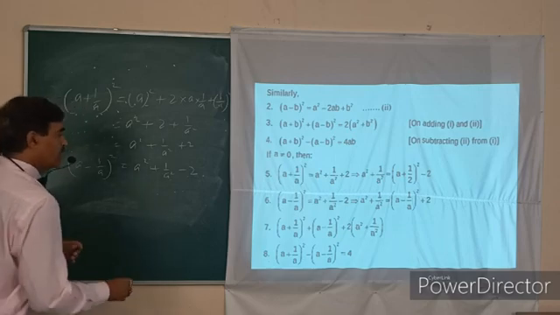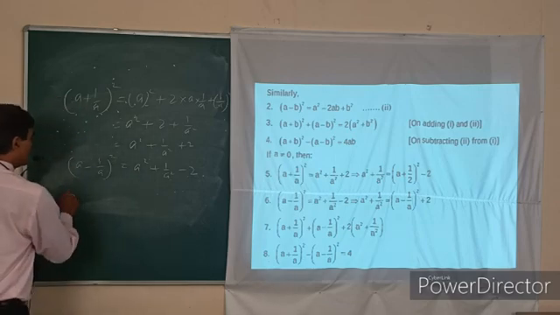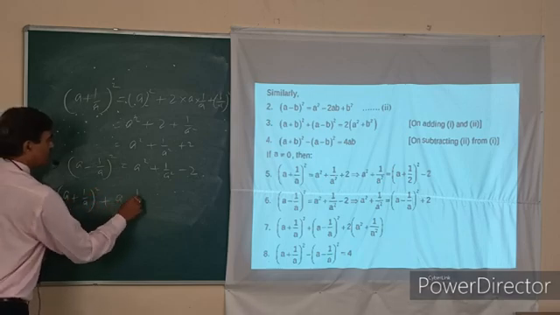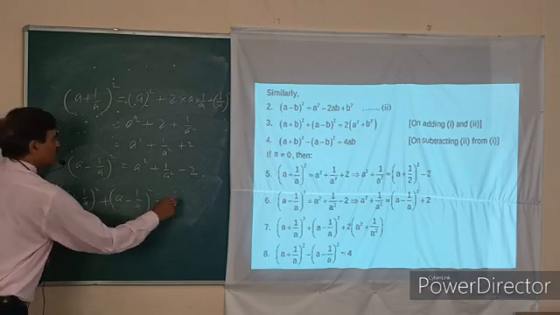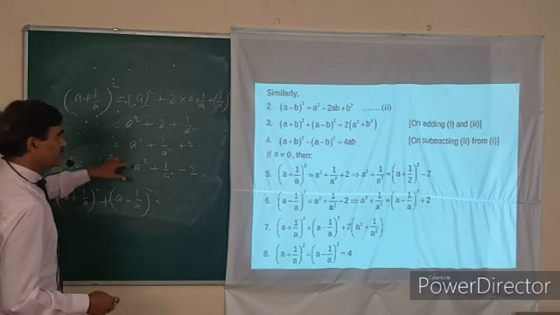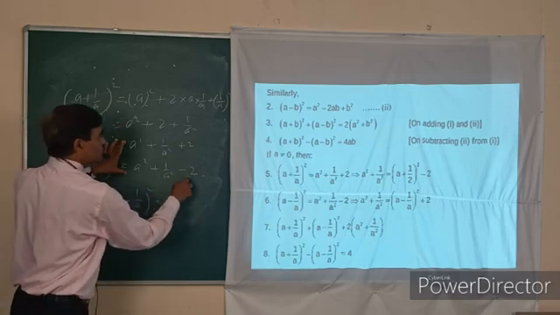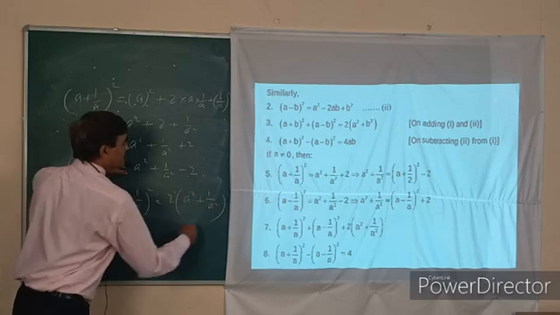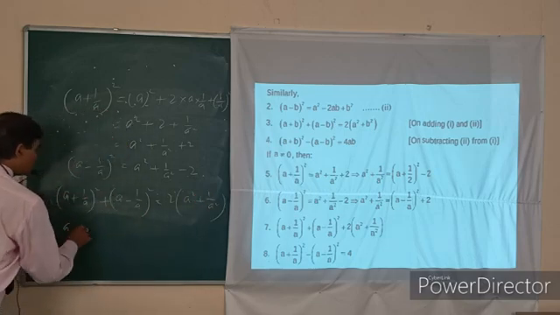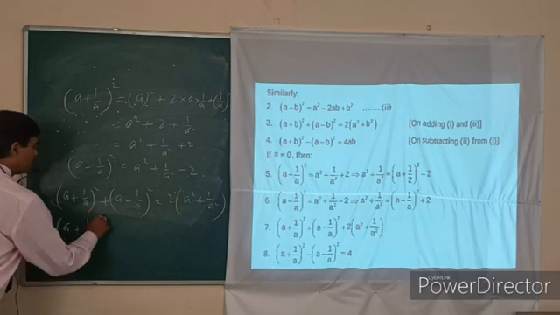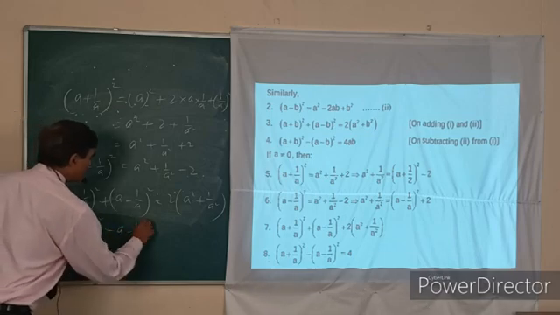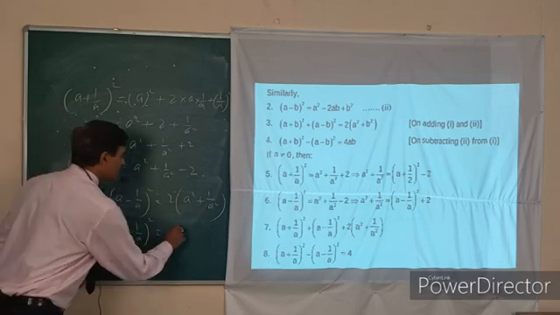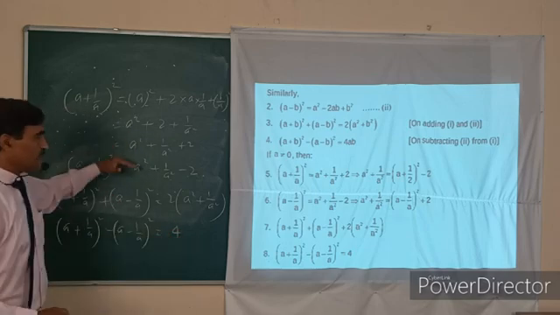Now, if we again add these two, (a plus 1 upon a) whole square plus (a minus 1 upon a) whole square, when we add these two, the middle terms will be cancelled. So this will be 2 times (a square plus 1 upon a square). Similarly, when we subtract these two quantities, (a plus 1 upon a) whole square minus (a minus 1 upon a) whole square, we get 4 by subtracting these two.